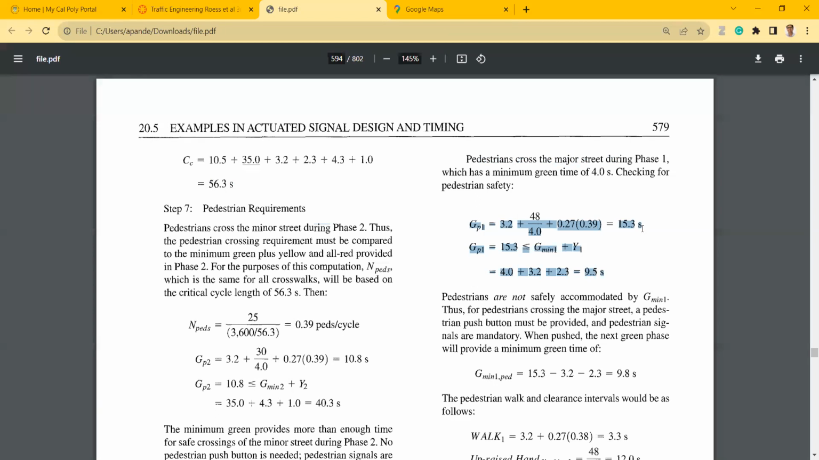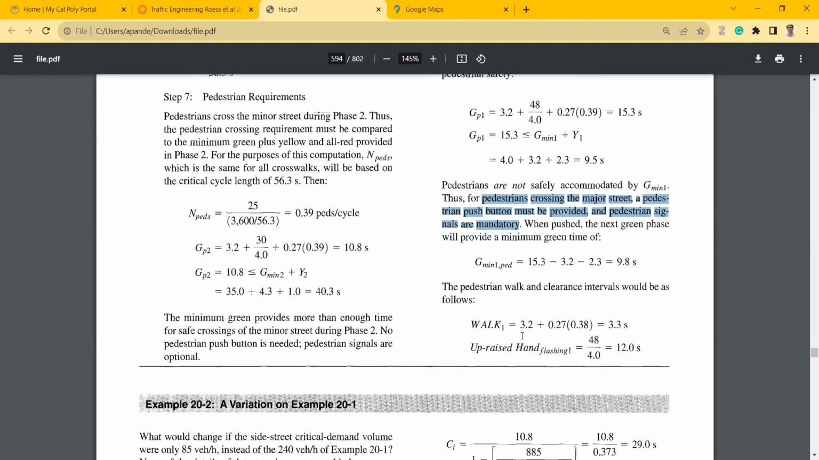Okay. What does that tell you? Can you accommodate the 15.3 seconds with your 9.5 seconds of green time? No, right? So they're not safely accommodated. For pedestrians crossing the major street, a pedestrian push button must be provided and pedestrian signals must be mandatory. Okay, whenever there is a pedestrian detection, the next phase will provide a minimum green time of 15.3 seconds. And then the walk interval for pedestrians will be pedestrian green time minus yellow minus all red for that approach, 9.8 seconds. And then you could calculate the rest. So for that approach, whenever there are pedestrians, you'll provide that detection and then go from there.